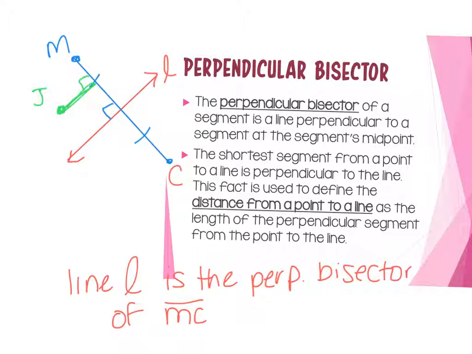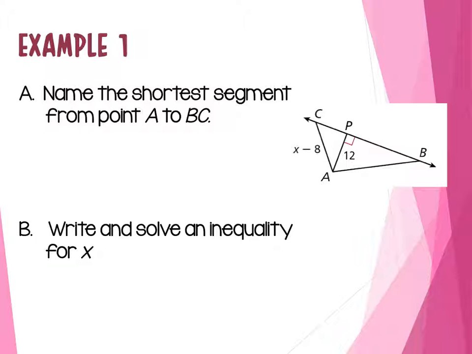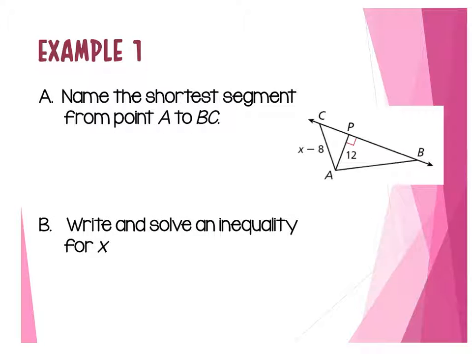Questions on any of that? All right, so example 1 says, name the shortest segment from point A to BC. So we're saying point A to segment BC. What's the shortest segment? AP. Everybody sees that, right? It's kind of obvious this time, but you could even have something that's a little bit closer to it drawn. And you would have to know that that shortest segment is the one that's got the right angle on it.